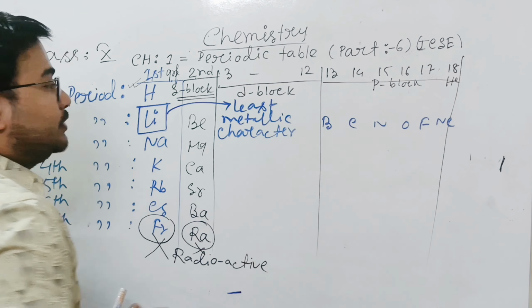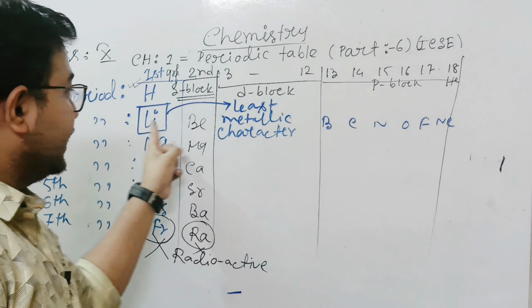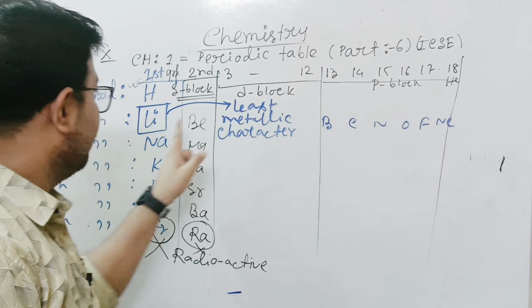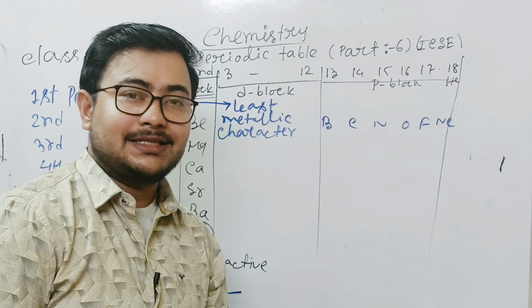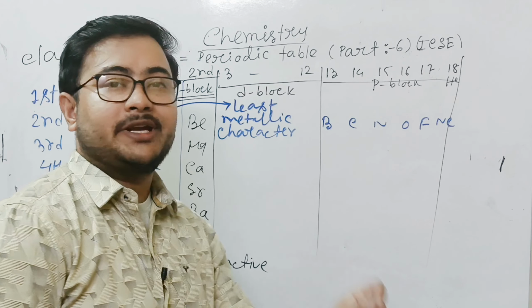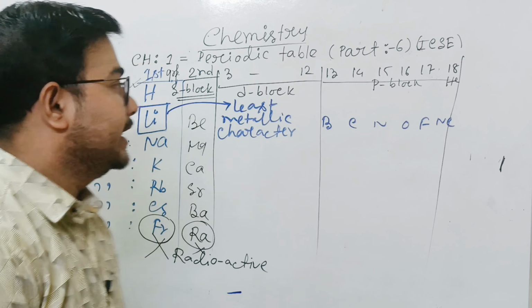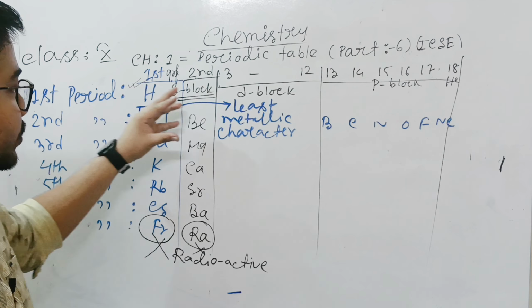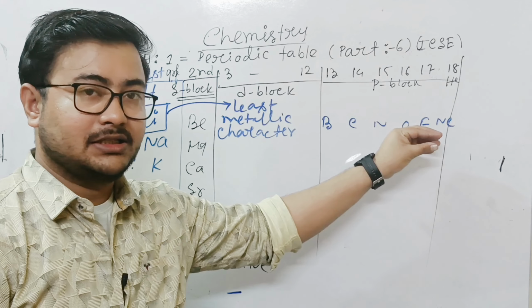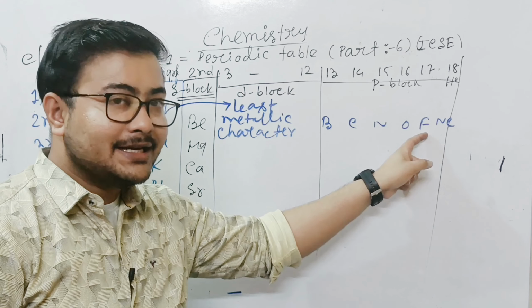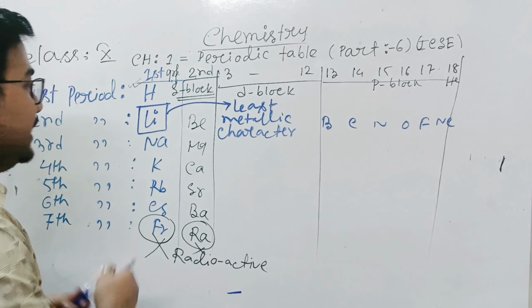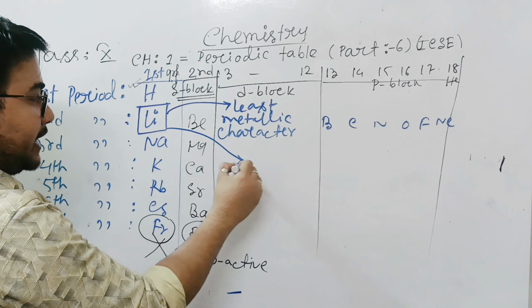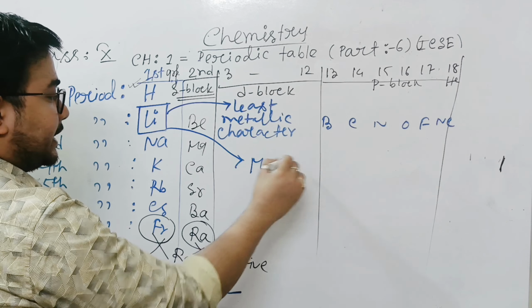Now tell me, as you move left to right from lithium to neon, which element has the most metallic character? As you move left to right, the radius decreases. So if the radius decreases, then metallic character also decreases. So again, lithium has the most metallic character.